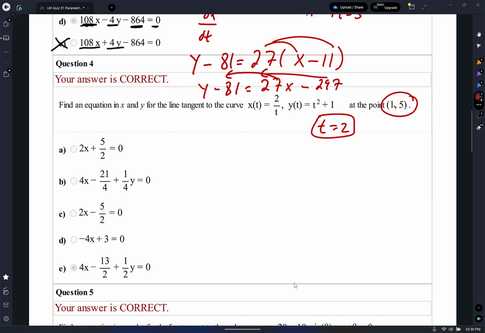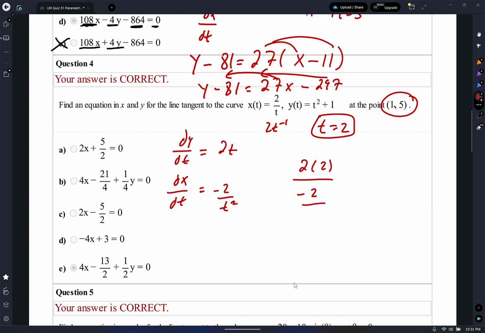I need a slope. So we're going to do the same thing. dy/dt is 2t, dx/dt is 2t to the negative 1, so negative 2 over t squared. All right, here we go. So I'm going to write 2 times 2 over negative 2 over 2 squared. So I get 4 over negative 1/2. So that's negative 8. That's my slope.